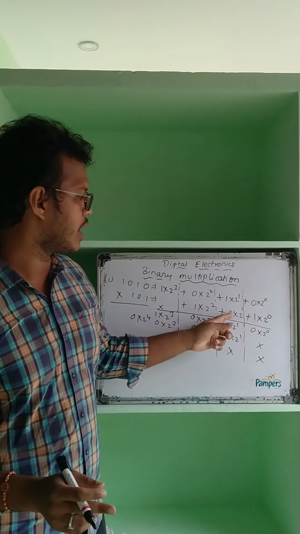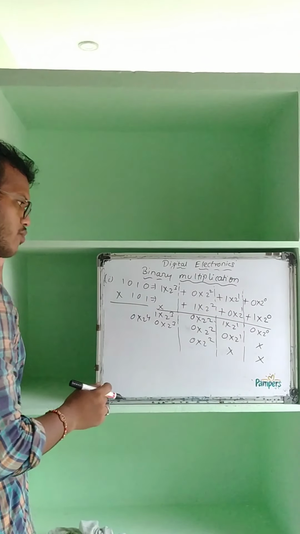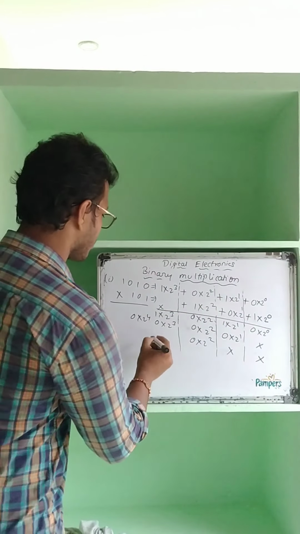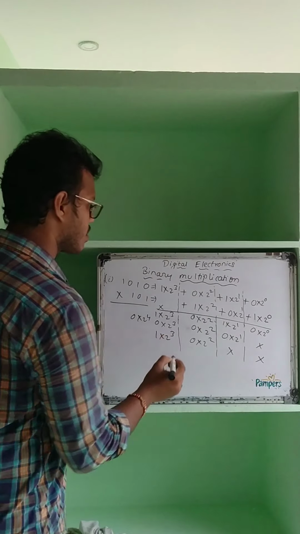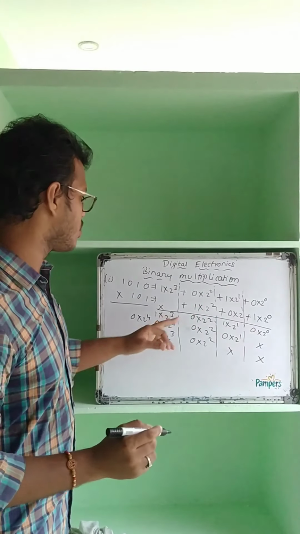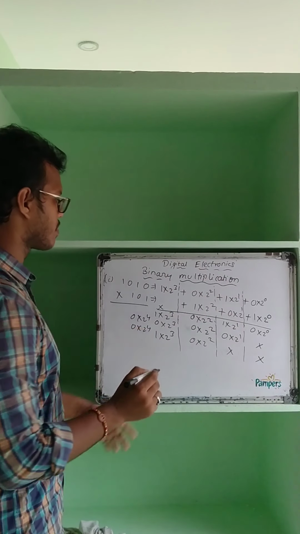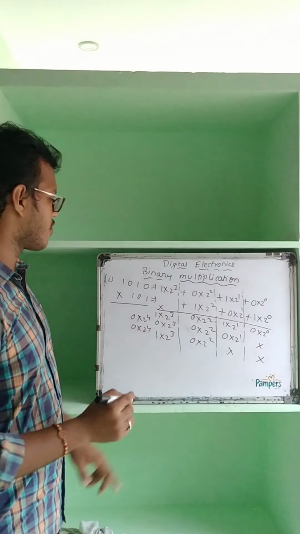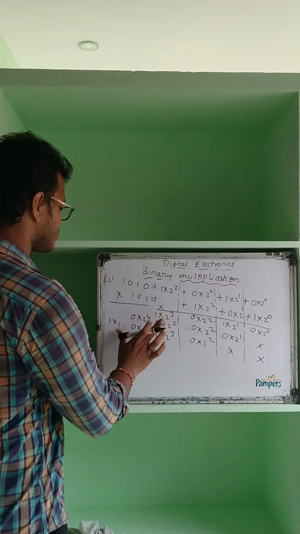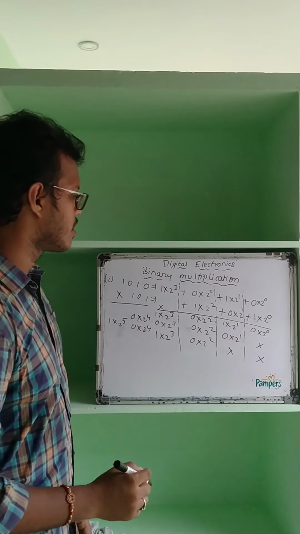So again we have to multiply 1 into 2 square into 1 into 2 power of 1. What you get? So 1 into 1 is 1, 2 cube. So 1 into 2 cube. Again 1 into 0 is 0, 2 power of 4. So 0 into 2 power of 4. 1 into 1, 2 power of 5. So 1 into 2 power of 5. Okay.